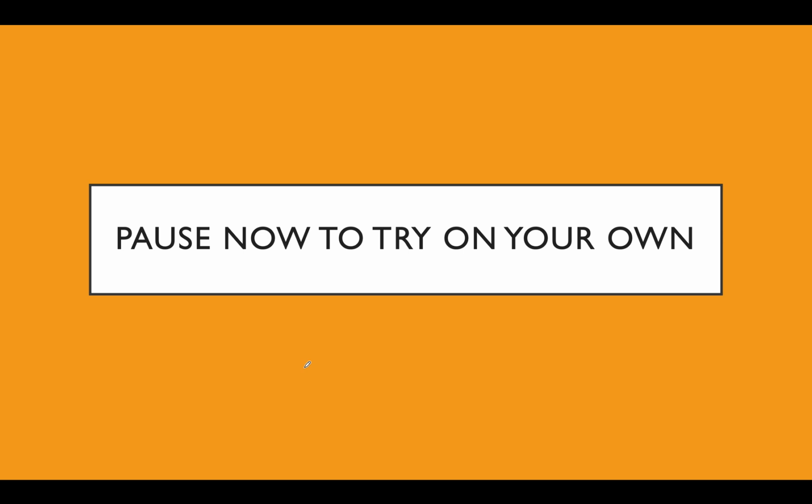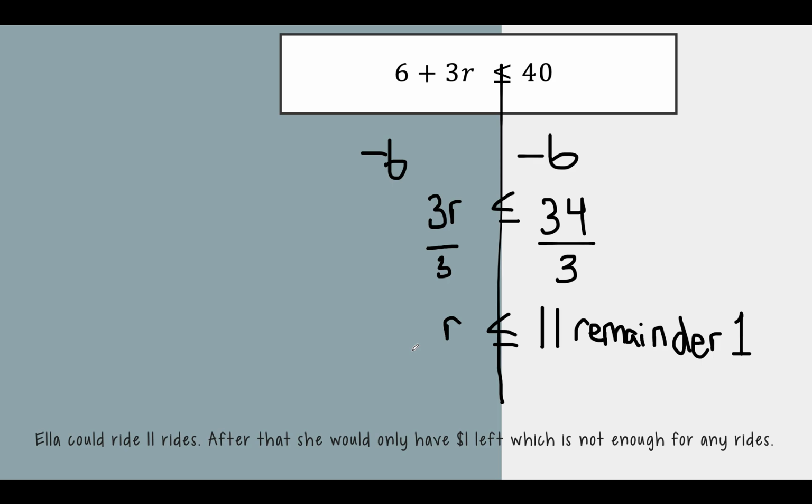You can go ahead and try this again on your own if you'd like to. I've worked the problem out already. You subtract 6 from both sides, and then you divide by a positive 3 to get the variable by itself. When we're doing inequalities, we divide by a positive number. We can keep the sign the same. What we end up with is 11 with a remainder of 1.